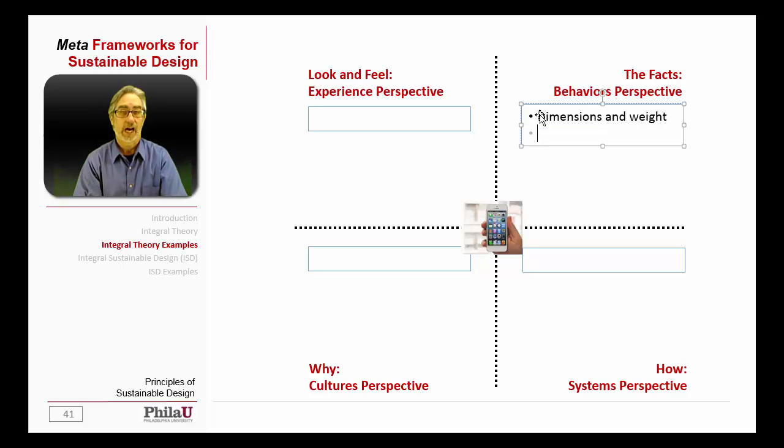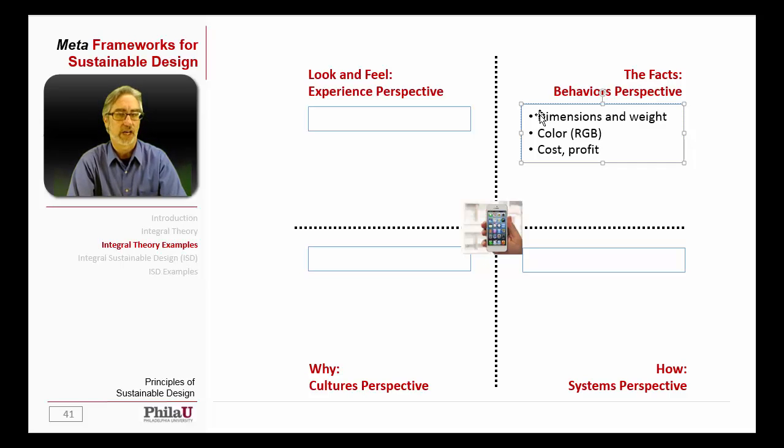So the iPhone has a certain color, which could be understood as an RGB number, whatever that white color is. It has a certain cost, right? And there's a certain profit margin that is connected to that phone. I'm imagining that Apple makes a lot of profit on this phone, and notice that I'm not putting any value judgment on whether it's right or wrong that they're making profit. I'm just giving you the facts and nothing but the facts in this quadrant.